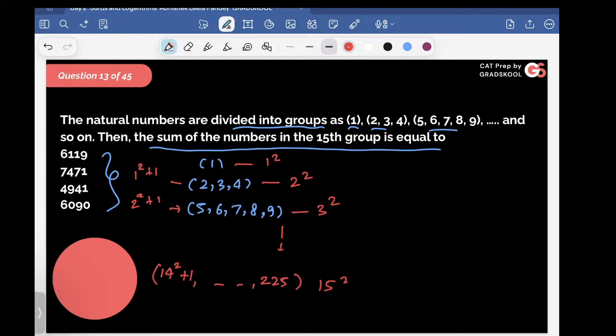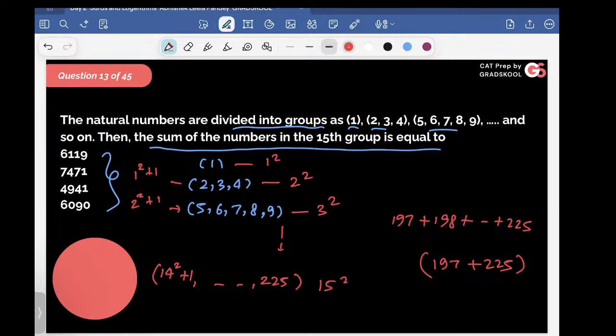ये मालूम पड़ चुका है हमें. Is that clear everyone? 14 स्क्वायर प्लस 1 से लेके आगे तक जाएगा, मतलब 197 से लेके. So 197 plus 198 till 225 is what we need to find out. That's all. So first term is 197. Last term is 225.